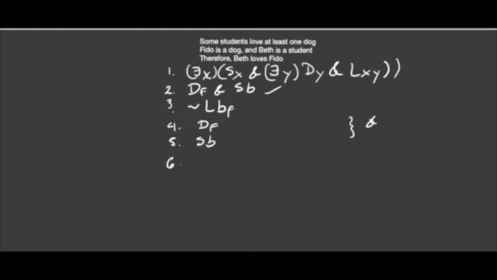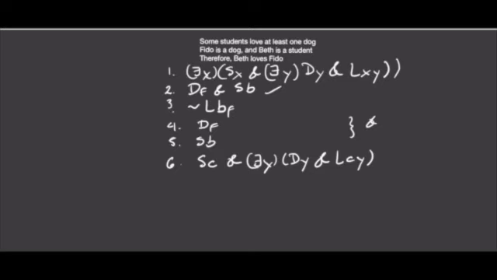So here we already have names in use. We have B and we have F. So we're going to have to choose another name, and I'm going to choose C. So I'm going to write SC, and there is a Y, DY and LCY. So this would mean something like Claire is a student and Claire loves at least one dog.